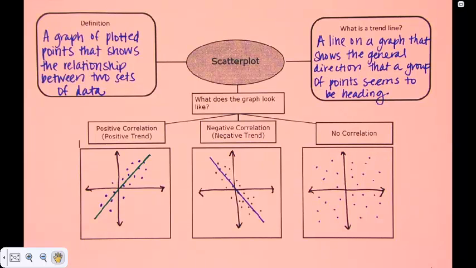Okay, that's our video of scatterplots. It's really just the definition and looking at that positive, negative, and no correlation.